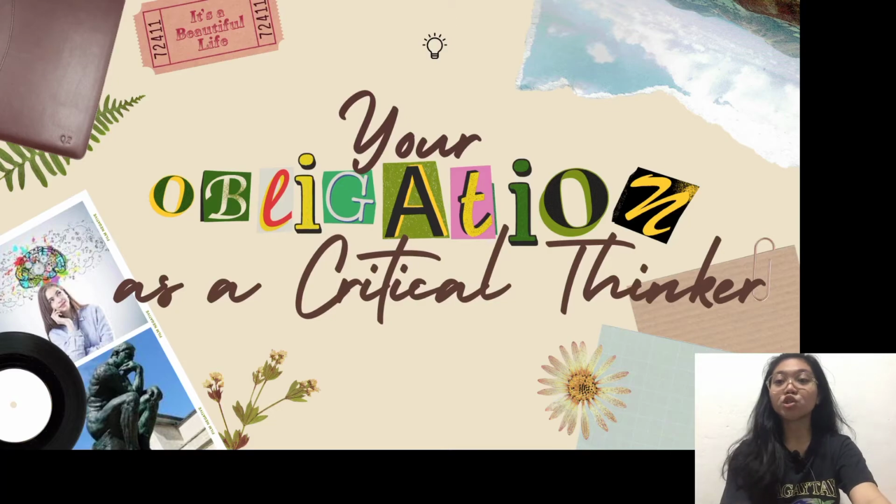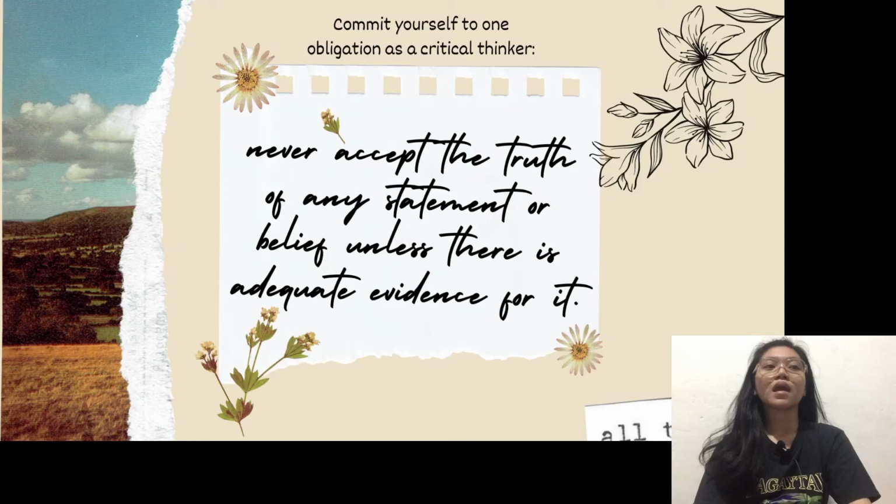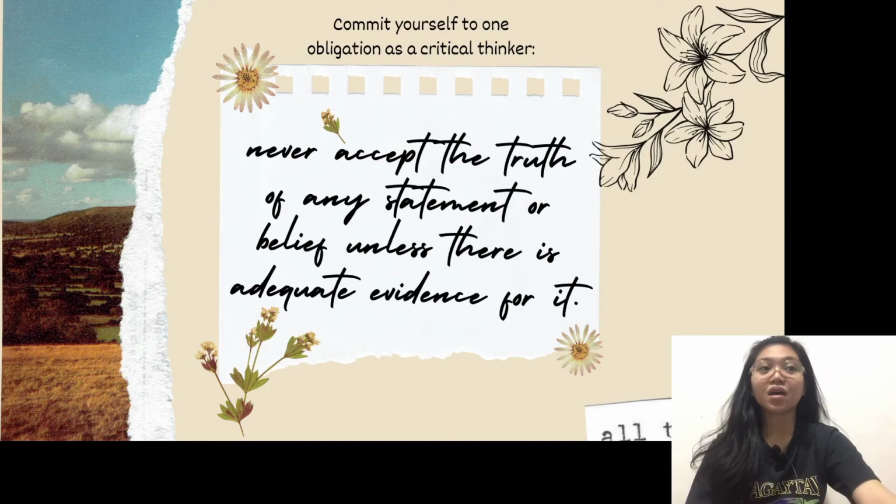Now, entering Module 5, which is your obligation as a critical thinker. As philosophy students, we have to commit to ourselves one obligation as a critical thinker, and that is to never accept the truth of any statement or belief unless there is adequate evidence for it. So this means that if ever we are presented with inadequate evidence in support of a belief, our only option is to either reject the belief or to suspend our judgment.